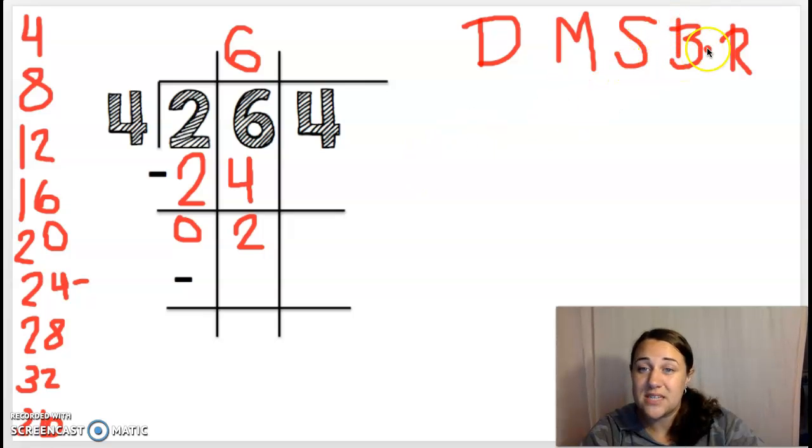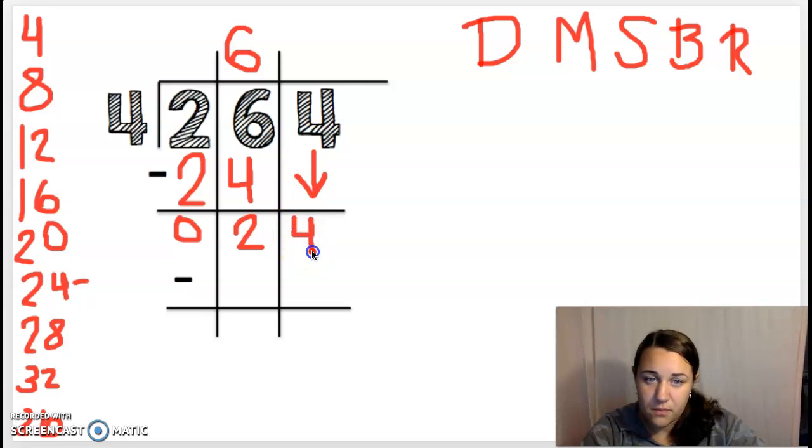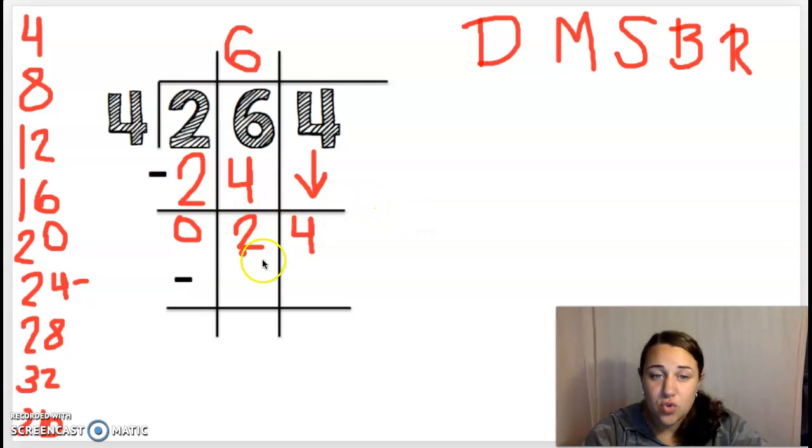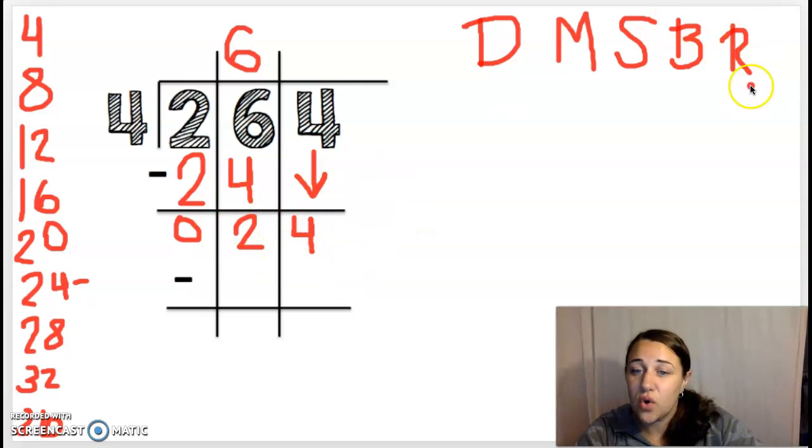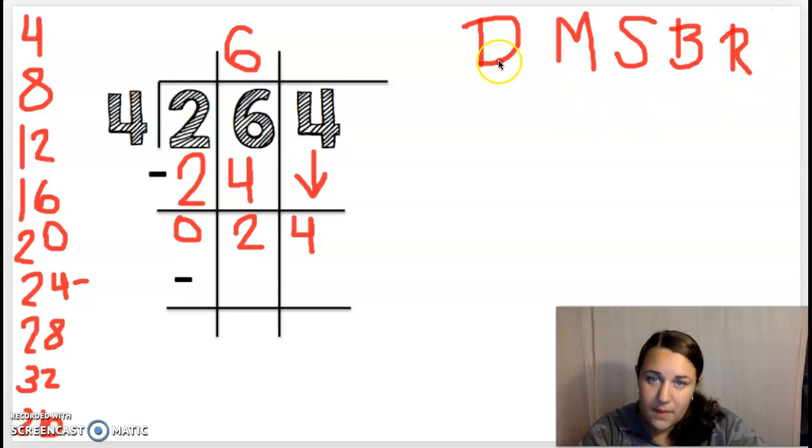Brother tells me to bring down. So now this 4 over here that we haven't touched yet, we have to bring him down. Bring down the 4. Now I have 24. Okay? And then I go to Rover the dog and he tells me to repeat. So I got to go all the way back to Dad. And Dad tells me to divide.